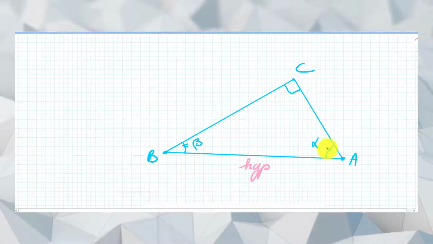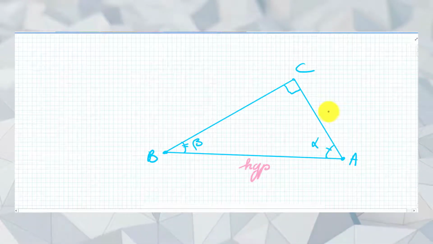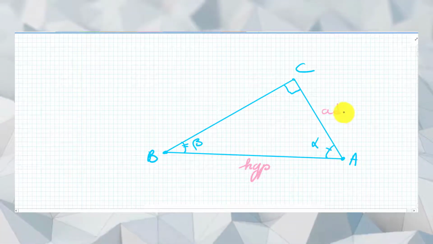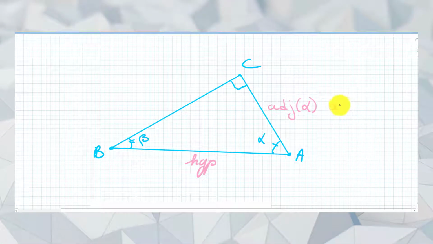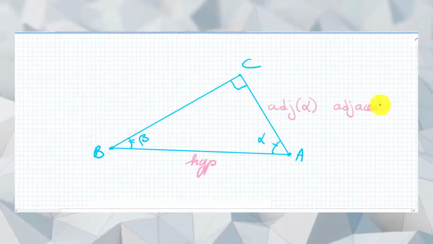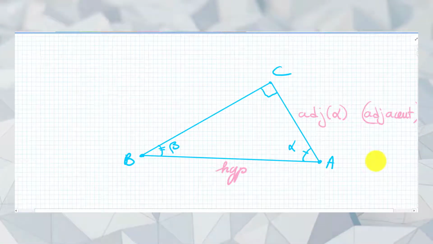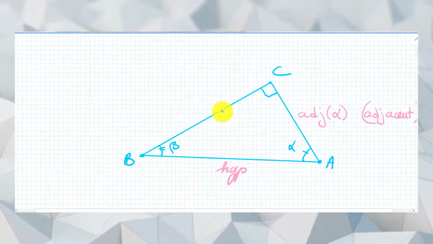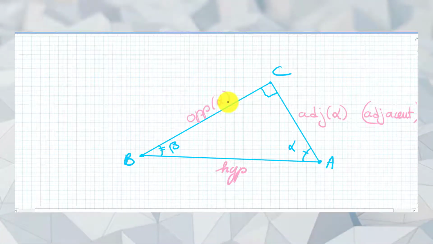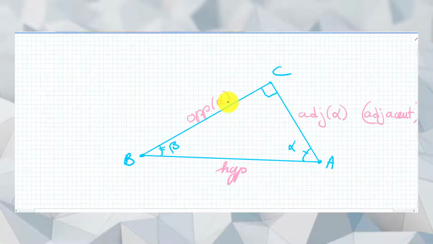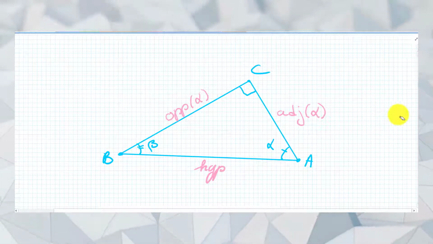The side next to the angle alpha that is not the hypotenuse is called the adjacent side of alpha. I'm going to use the label ADJ of alpha. Adjacent means next to, right? So this is the adjacent side of alpha. And of course, the side that is opposite the angle alpha is going to be called the opposite of alpha. I'm going to use the label OPP of alpha. Now, in this terminology, I am referring to the angle alpha.